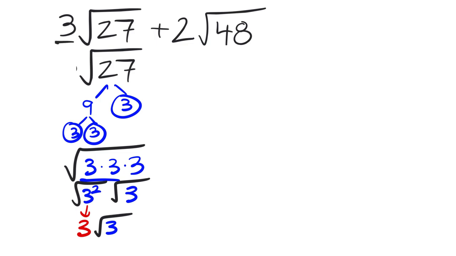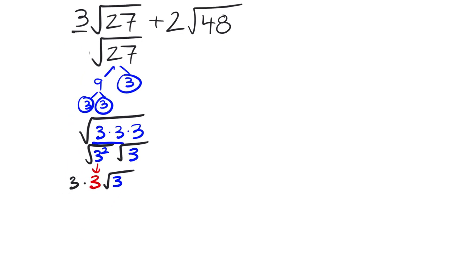At this point, we want to remember that we had the black 3 up above, which we would then multiply by the red 3 to get 9. So we really have 9 times the square root of that blue 3. So that's our first term.